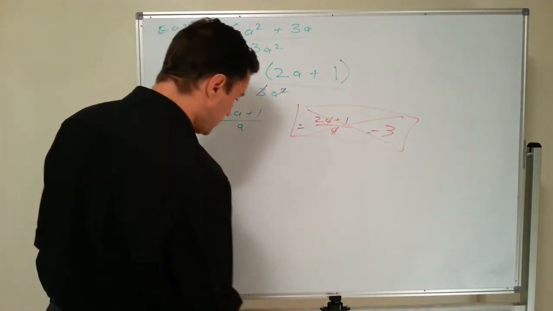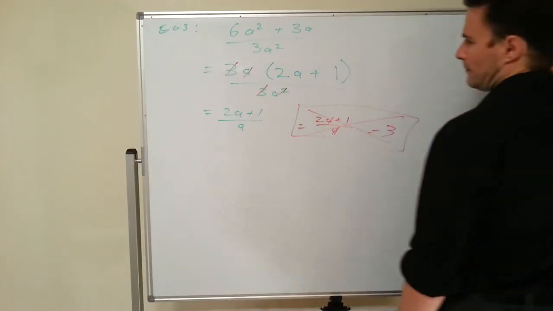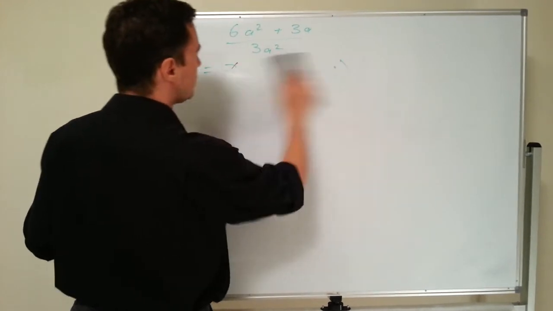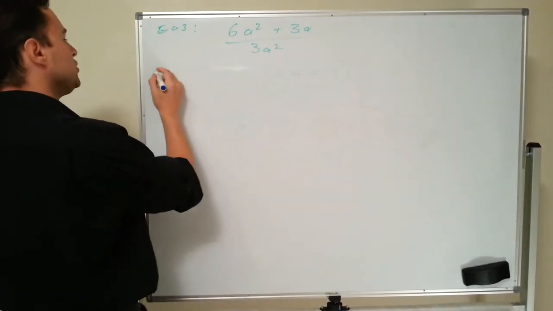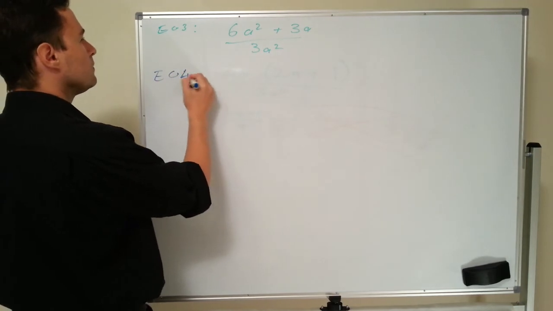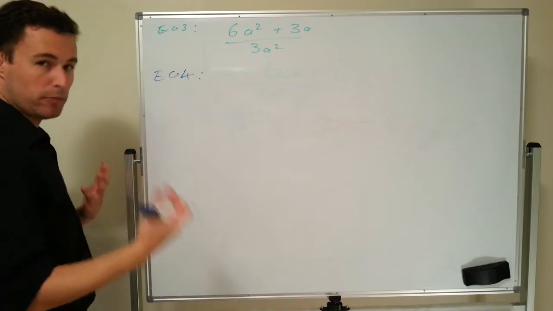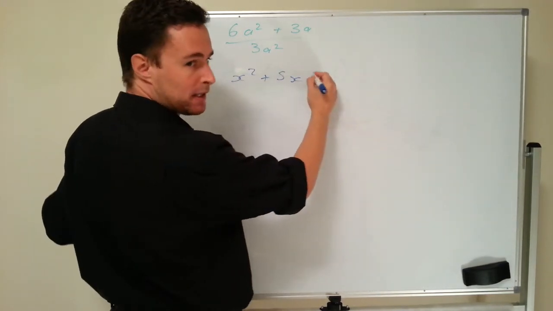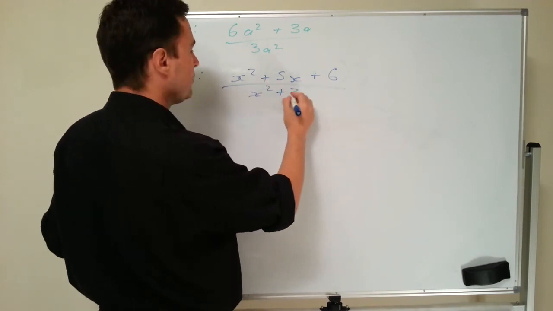Okay, last question. And I want a little bit more space for this last question. So I'm taking this off. You should be okay with that. The last question I'm going to put over here. Right, so example 4. Okay, so this is where you're getting to. This is where you've got to be comfortable with doing. X squared plus 5x plus 6 over x squared plus 3x.